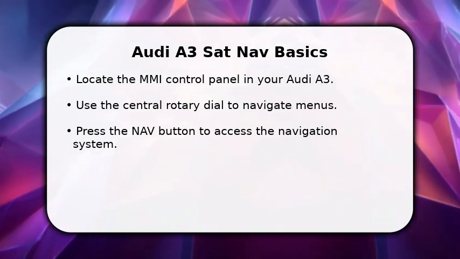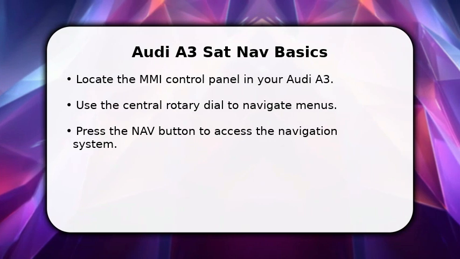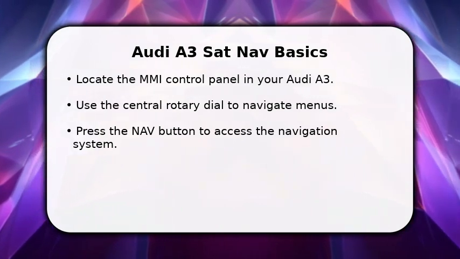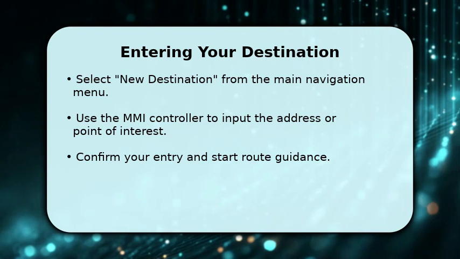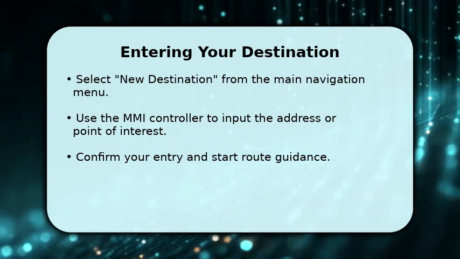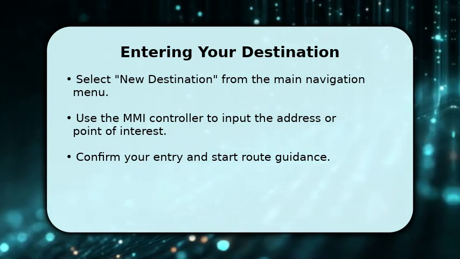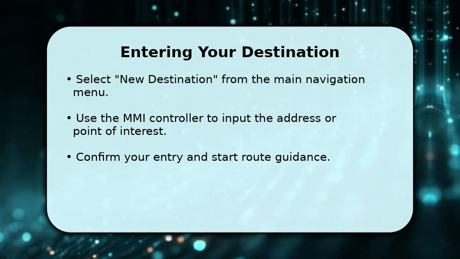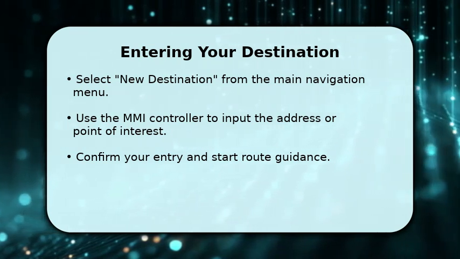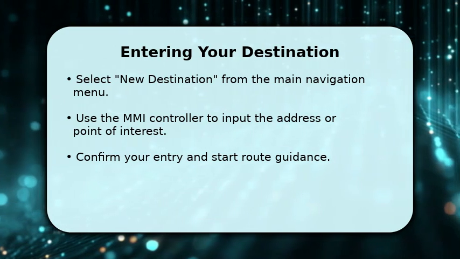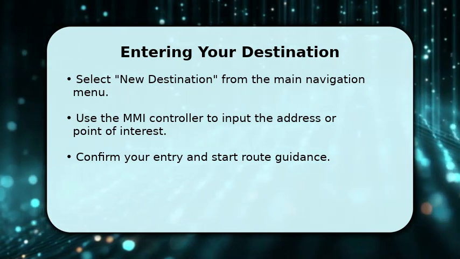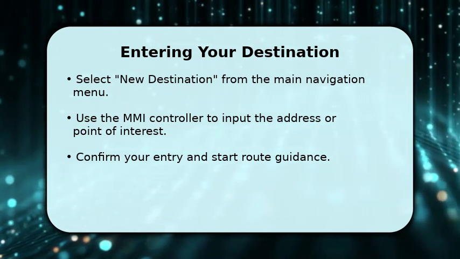To begin, simply press the dedicated NAV button to enter the navigation system menu. Once in the navigation menu, select New Destination to input where you want to go. You can use the MMI rotary dial to spell out an address letter by letter or choose from recent destinations or points of interest. The system offers predictive text to speed up your entry.